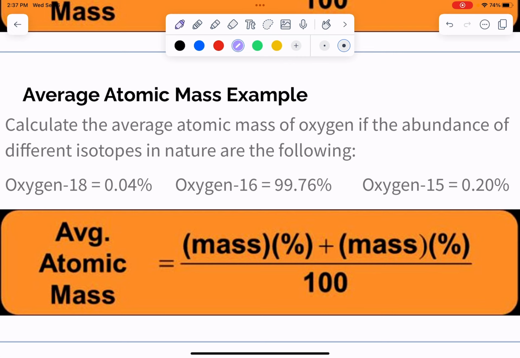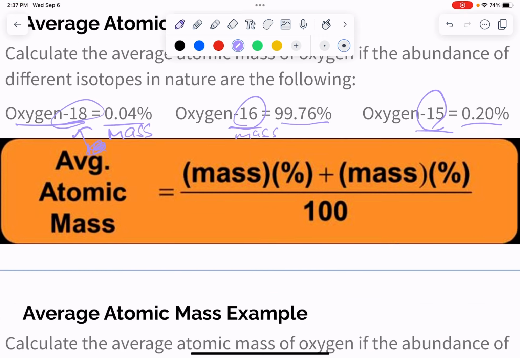So this says calculate the average atomic mass of oxygen if the abundance of different isotopes in nature are the following. So we have 3 isotopes. The first isotope is oxygen 18. Now remember, when we write out elements like this, that is the mass. So the first one has a mass of 18 atomic mass units. It exists 0.04% of the time. The next isotope has a mass of 16 atomic mass units and exists 99.76% of the time. And then the last isotope has its mass and its percent abundance. Now let's look at how we plug this in.